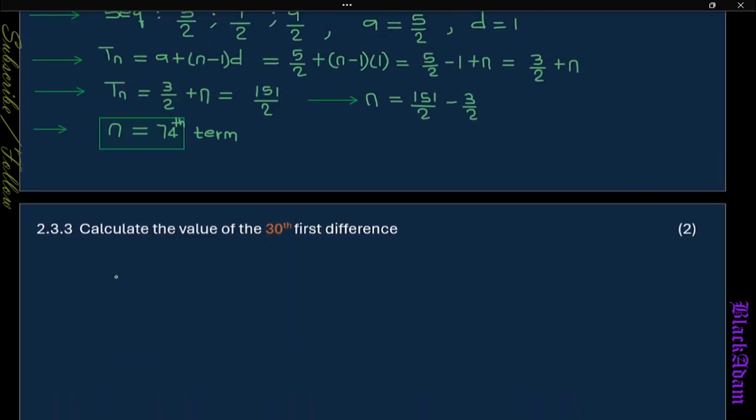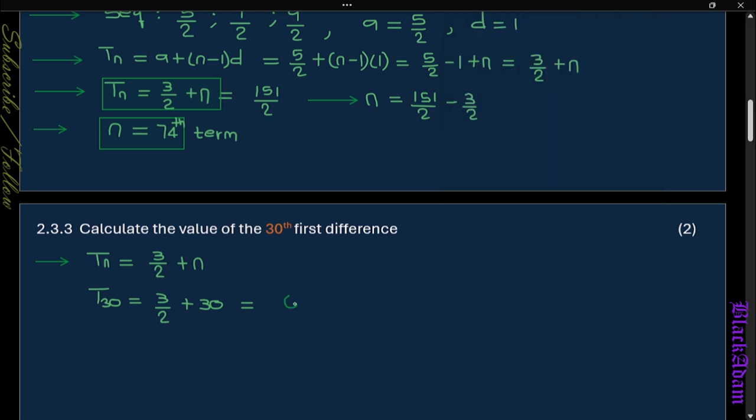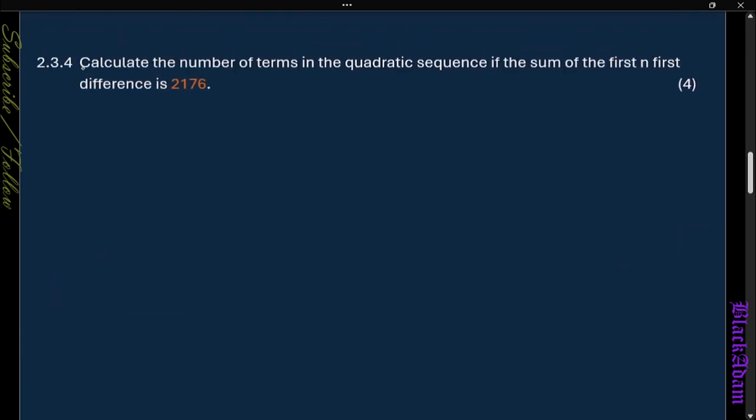That's our answer. And 2.3.3, calculate the value of the 30th term. That's our Tn equation. Tn is equal to 3 over 2 plus n, so T30 is 3 over 2 plus 30, which is 63 over 2. That's our answer.